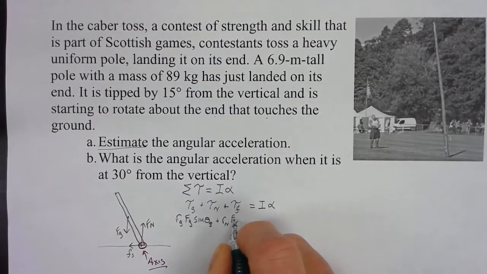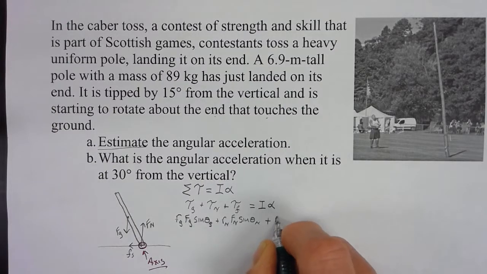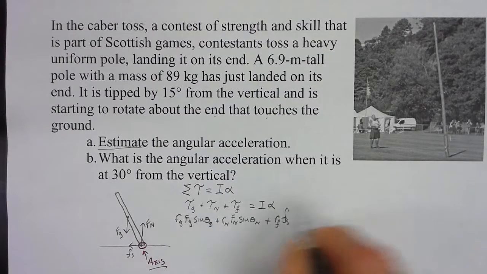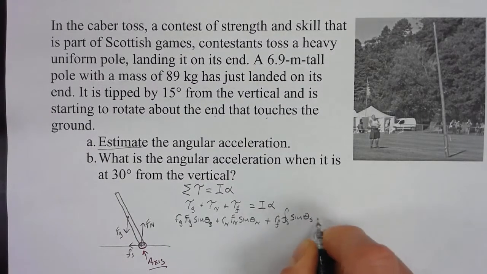R to the normal force, Fn, the sine between those two things, and likewise for the friction: the distance to the frictional force, the size of the frictional force. It's static, it's not sliding. And the sine of the angle between those two things, and that's going to equal I alpha.